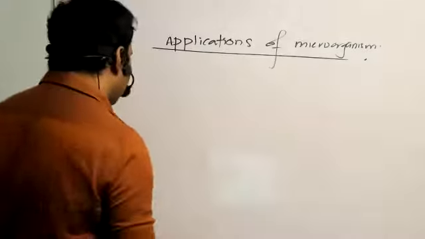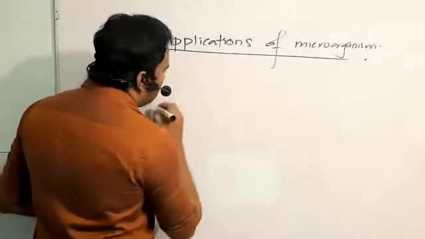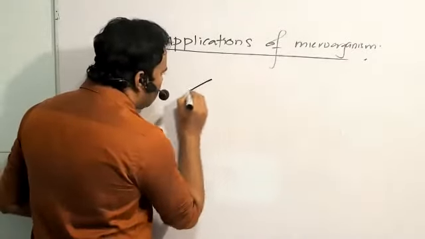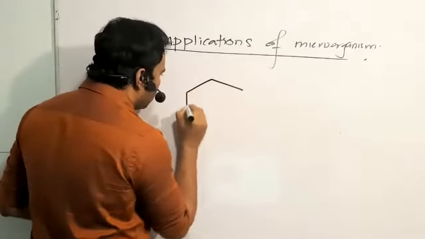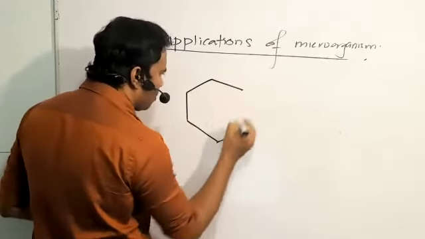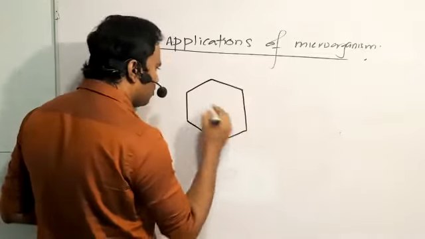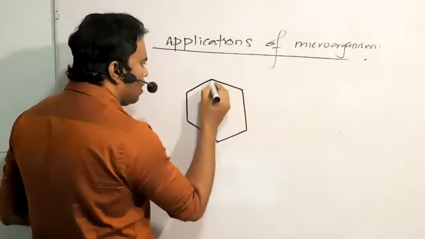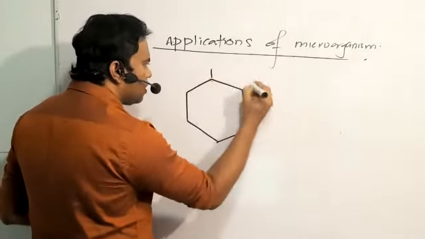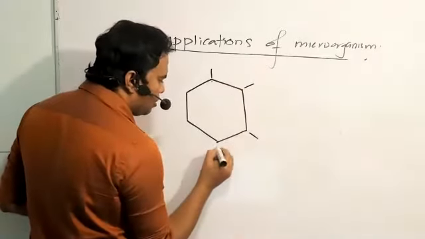Okay, now look at this. This is a plant cell. It's a plant cell. And these are surrounding cells.